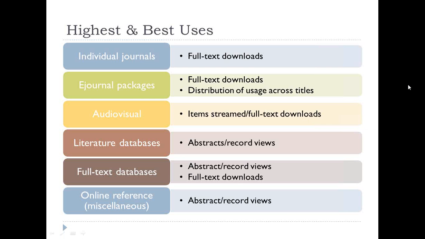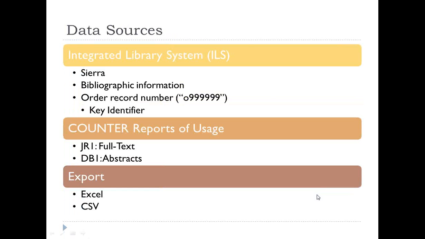Okay, it's better, and now I'm making it worse. Okay, so the data sources we used primarily for this come from essentially two basic sources: our integrated library system and our usage reports. Our ILS is III Sierra, and because we use the ERM, we can get the bibliographic information.